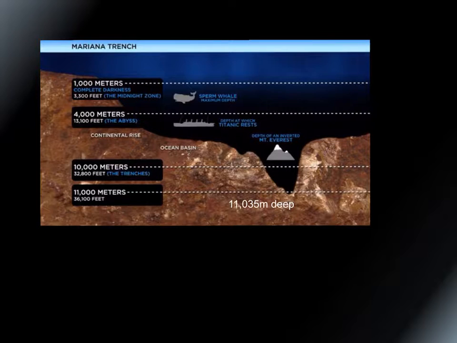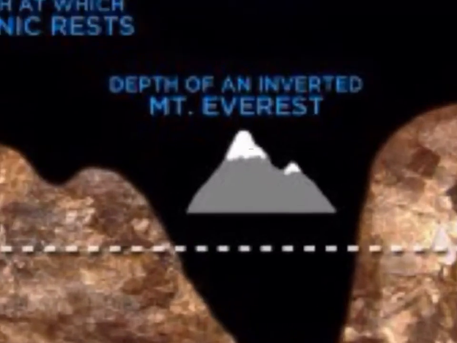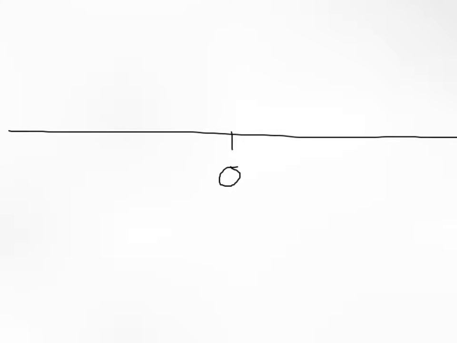As you can see, the depth of an inverted Mount Everest shows you the Mariana Trench, its size is even larger. So we can see where the sperm whale resides, where the Titanic rests, and our inverted Mount Everest. Very, very impressive. We can zoom in even further to our little Mount Everest icon, and we come across our number line.